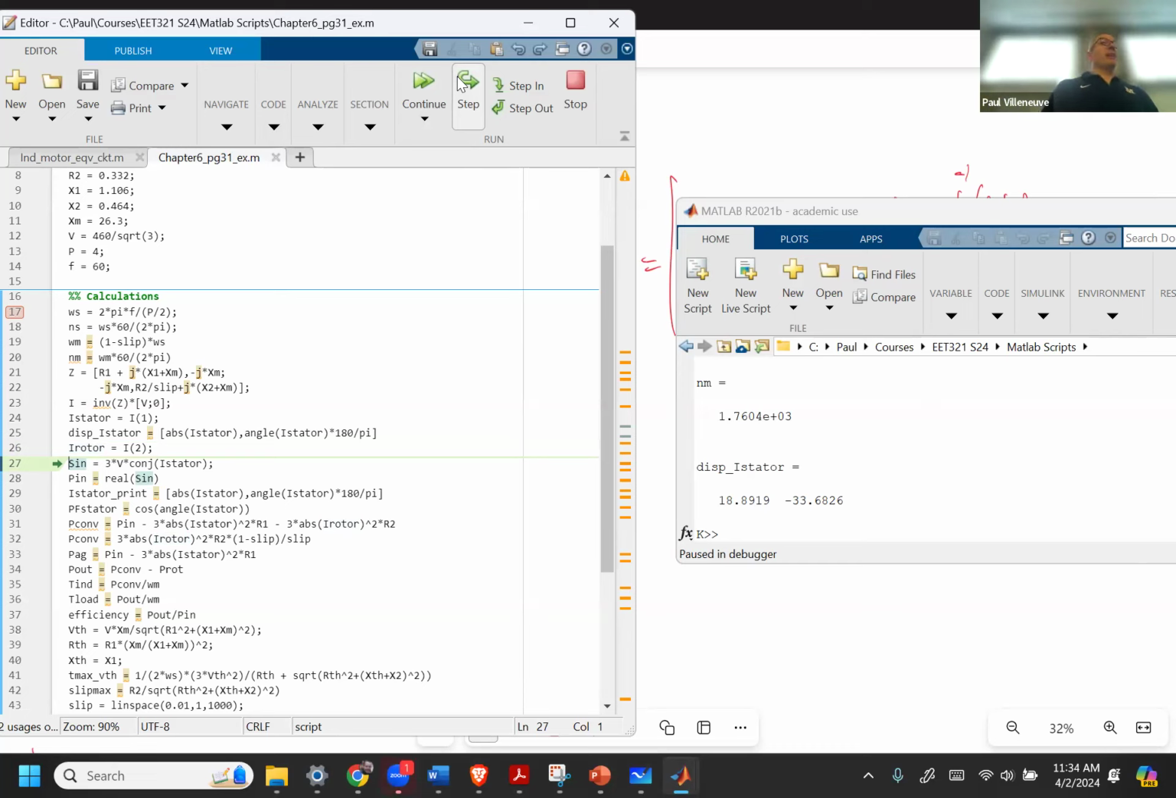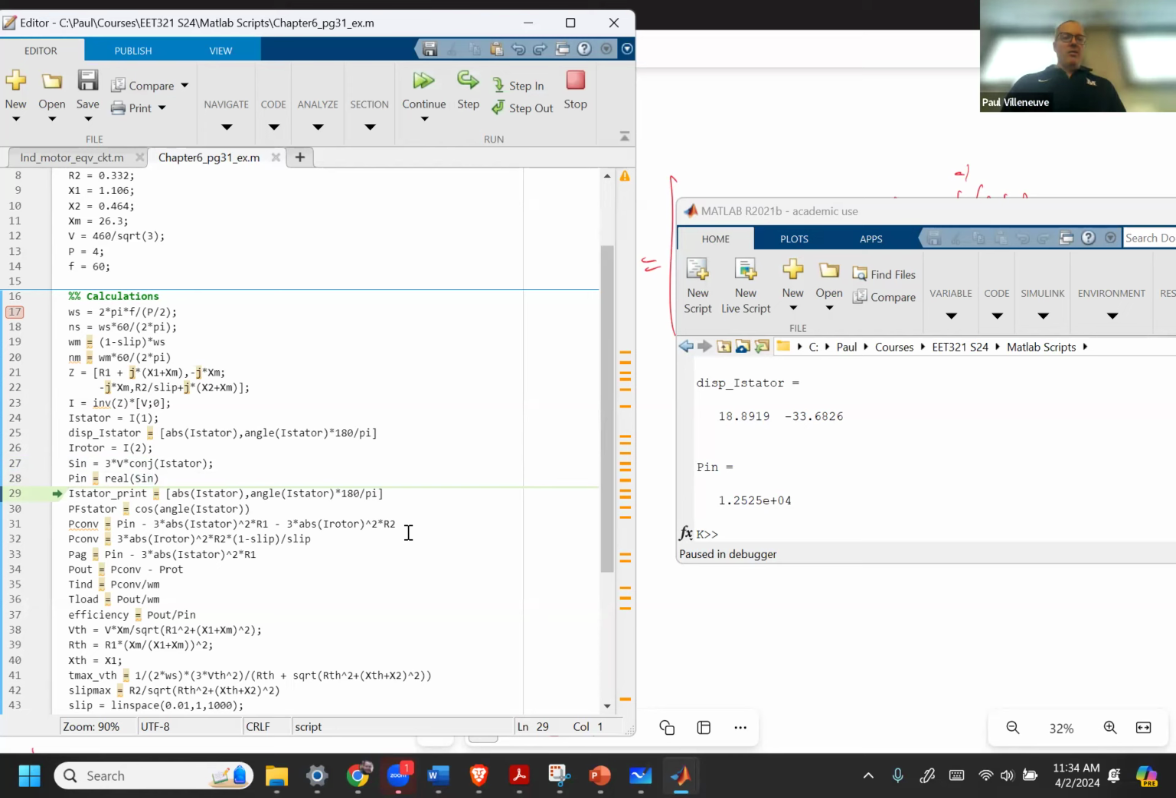So now I'm going to calculate my input power, and I'm just going to go 3 times V phase and the conjugate of I. And this is I going into the current. So whereas before I had to go square root of 3 VI cosine theta, I'm doing the same thing over here, but I'm actually solving for S as a complex number. And then I just pull out the real part of my input power. So my input power is 12,525 watts.